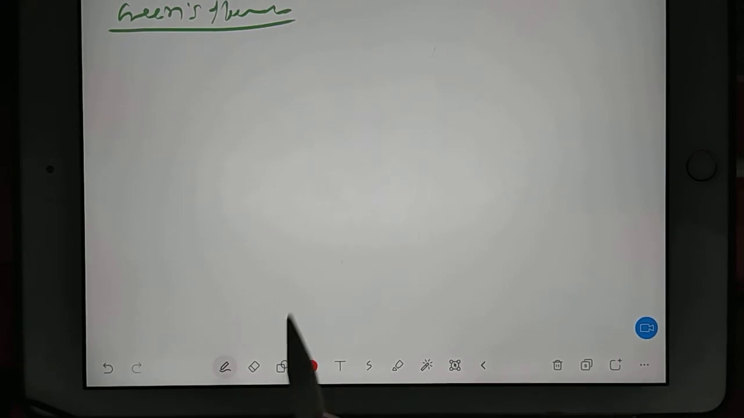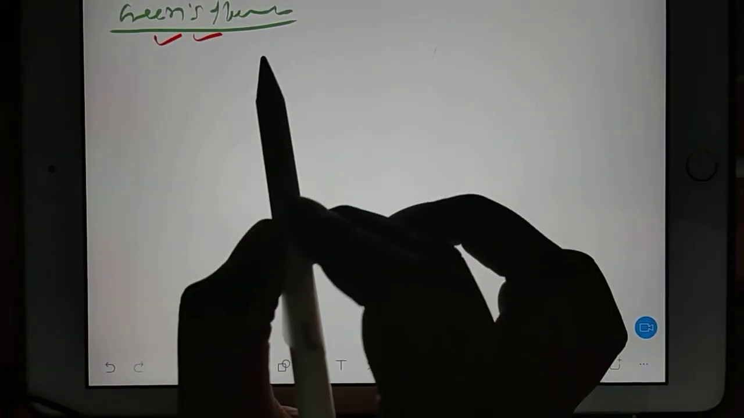Let's start Green's theorem. So first, take down something about Green's theorem.